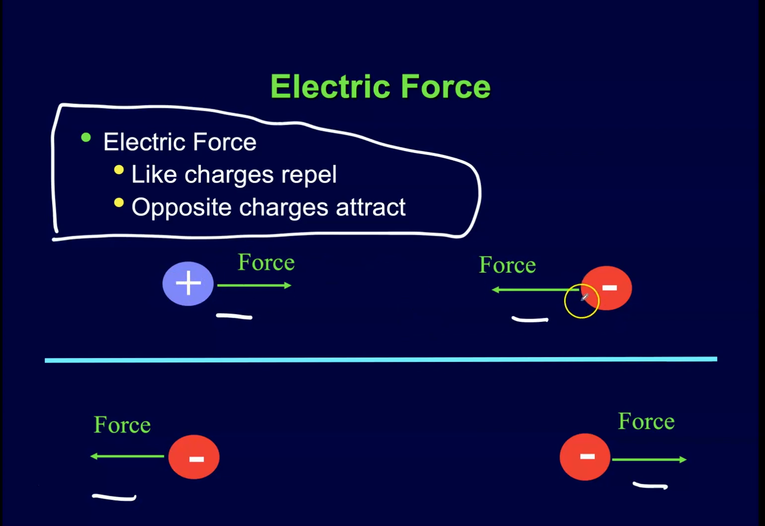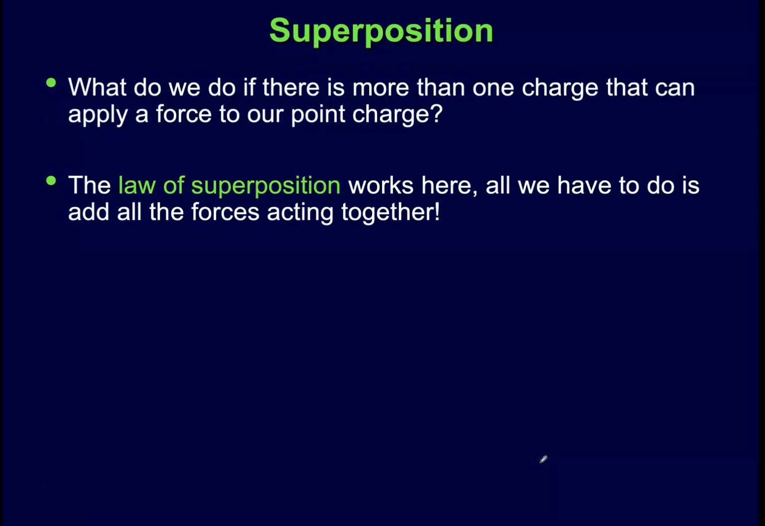When there's positive and negative, the forces are equal and opposite and they attract. When they're the same charge, these two negatives here, the force is repelling. And the force will be directed along a line that separates the two charges. So if you draw this line in between here, the force will be parallel to that line. And then the other key piece we're going to use is what's called superposition.